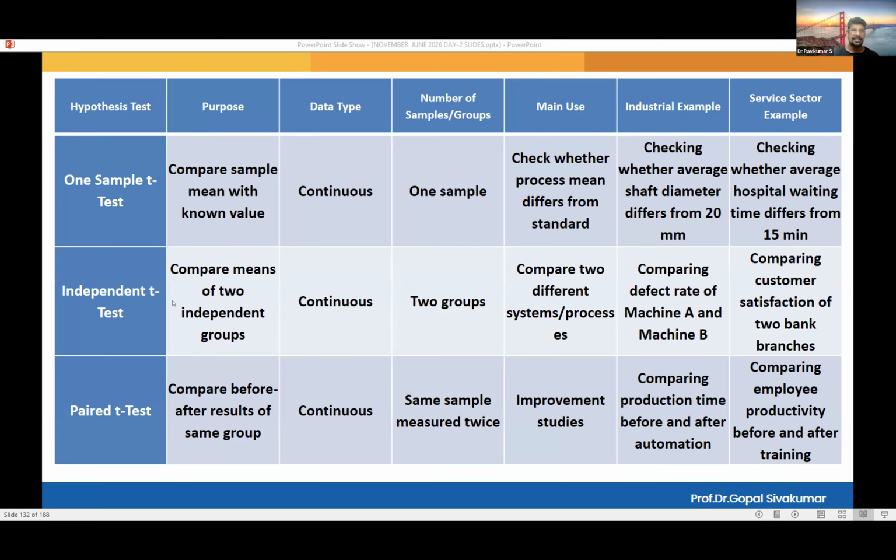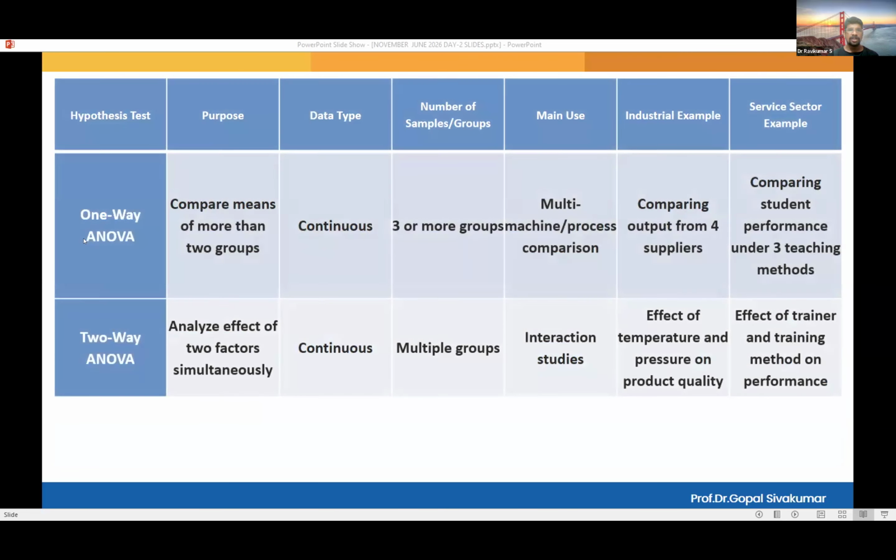Then independent t-test. The name itself says independent, so you are going to compare two independent groups. That is what I mean by independent t-test. Paired t-test. The name itself says you are going to compare the same group twice. Then one-way ANOVA test. This is also quite interesting.